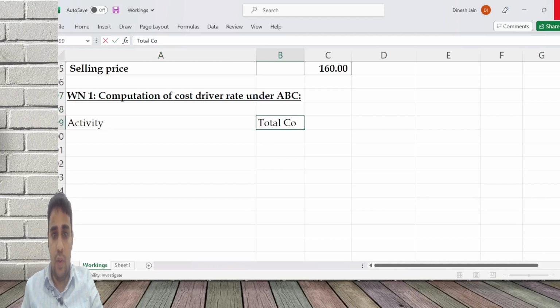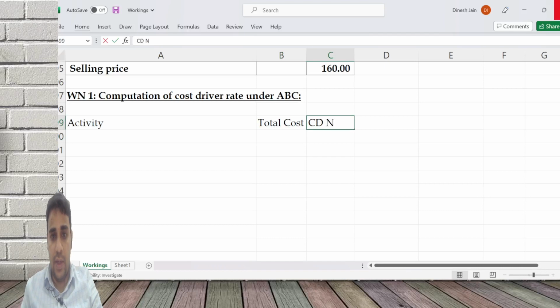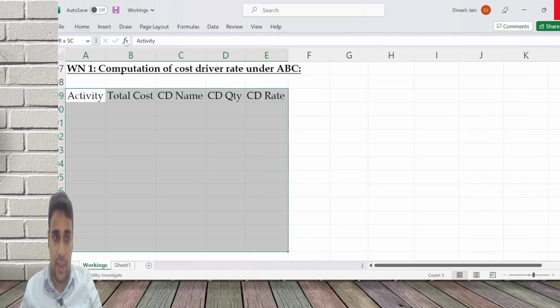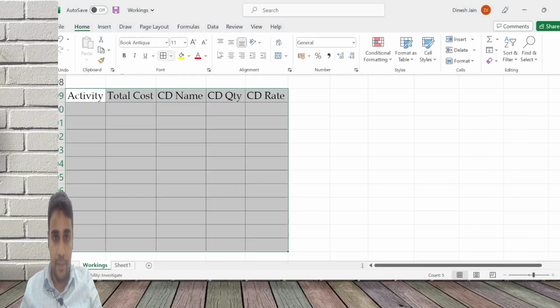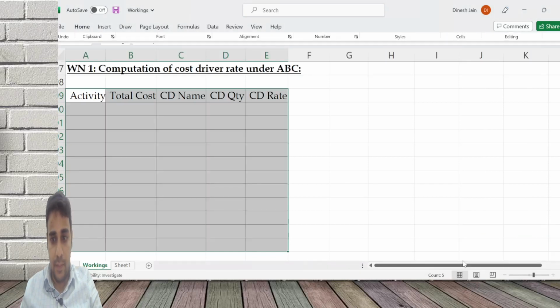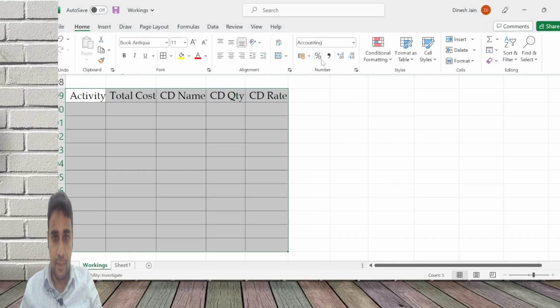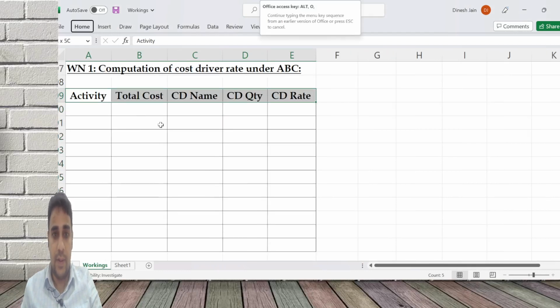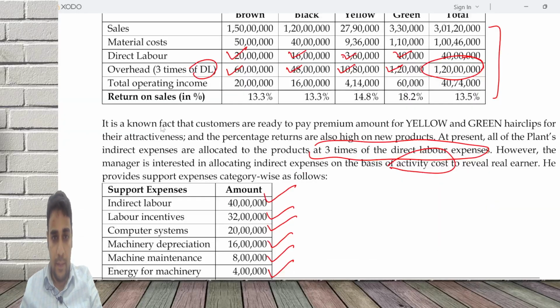Activity, total cost, cost driver name, cost driver quantity, and cost driver rate.